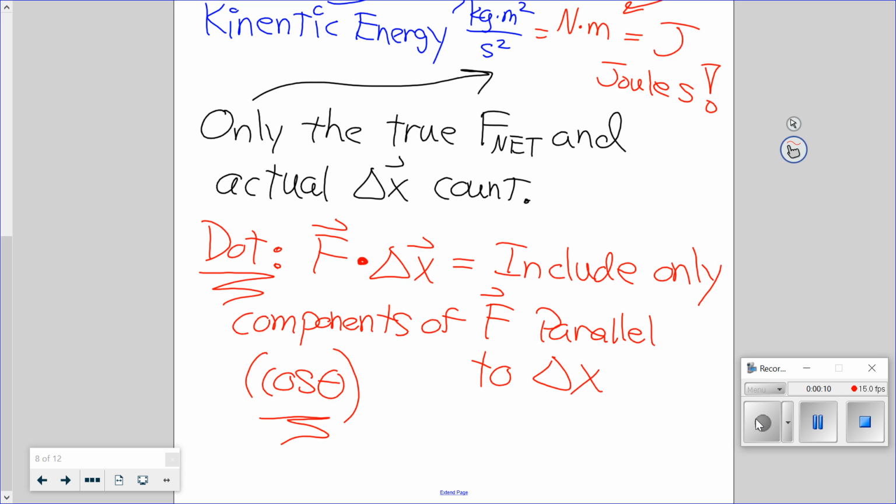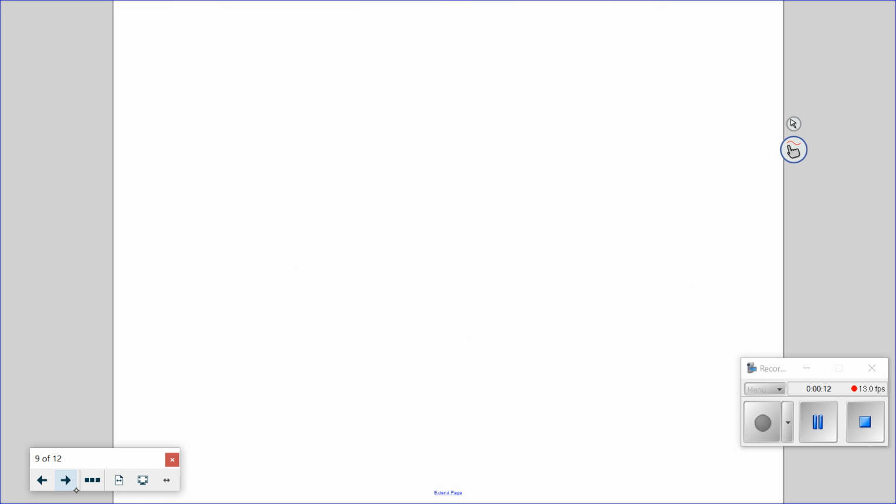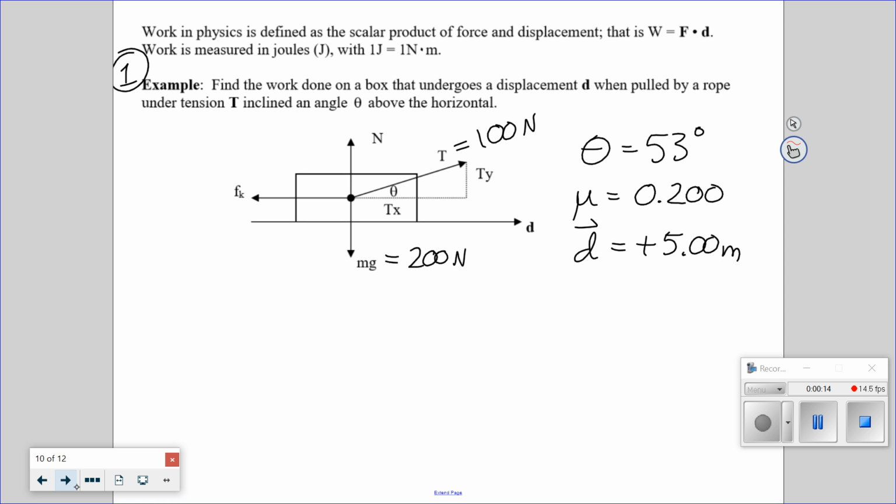Awesome. So let's do one example. I left some extra space. And it should be very familiar because this was on the Chapter 4 test. It's where the kid on the sled has some friction. We'll displace him forward 5 meters.